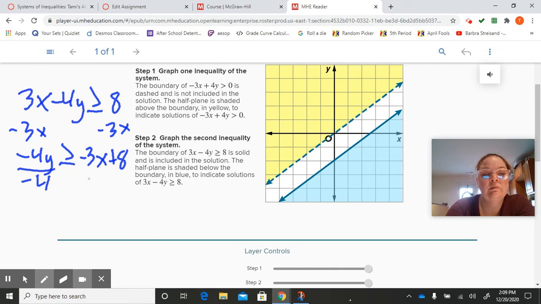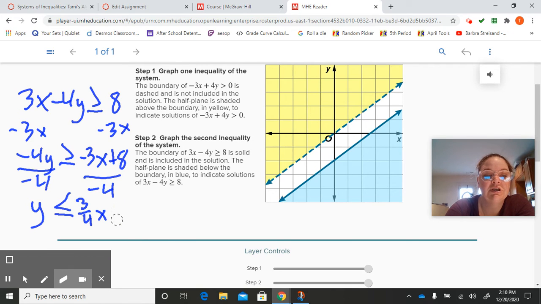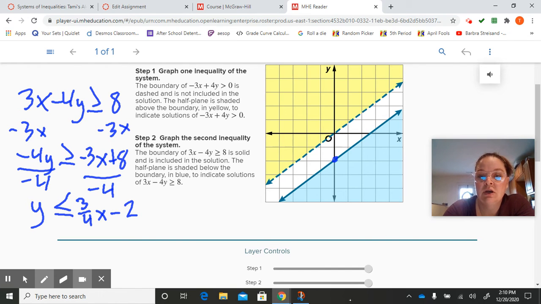Divide by negative 4. This time we are dividing by a negative number, so we have to change our symbol. We have to flip that inequality sign around. So now it is y less than or equal to. Negative 3 divided by negative 4 becomes a positive 3/4 x. And positive 8 divided by negative 4 becomes a negative 2. Let me change that to a negative sign. So here we are crossing at our negative 2. We're going up 3 over 4. It is solid because of the "or equal to," and we want everything that is below it because of the less than.